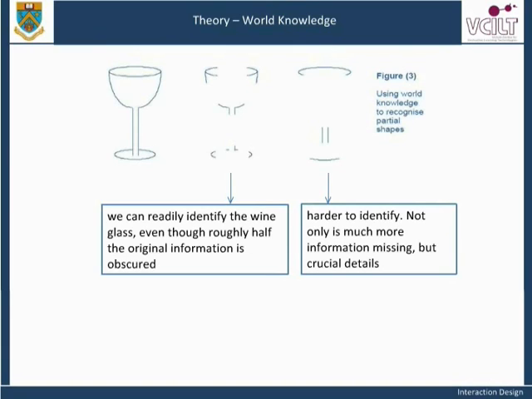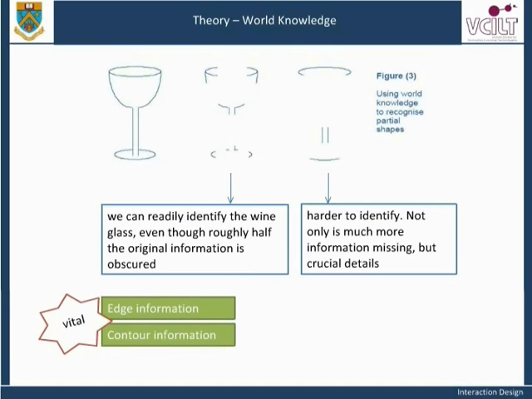A lot of research has been conducted into the types of information our perceptual systems need to identify objects. Edge information and contour information is vital. Other information, in particular color, is largely redundant. Even an object which is heavily reliant on color to identify it, such as a banana, can be as quickly recognized in black and white.